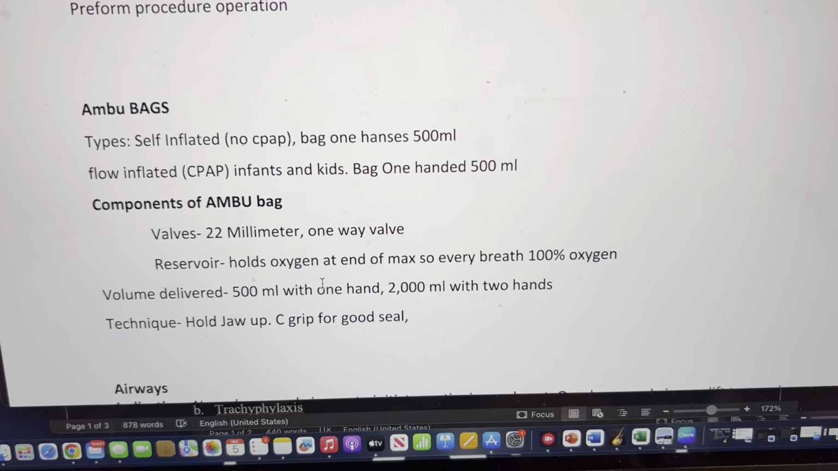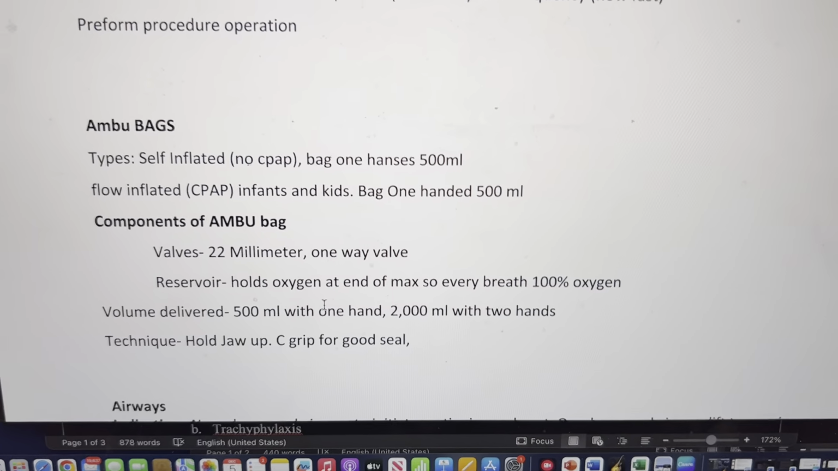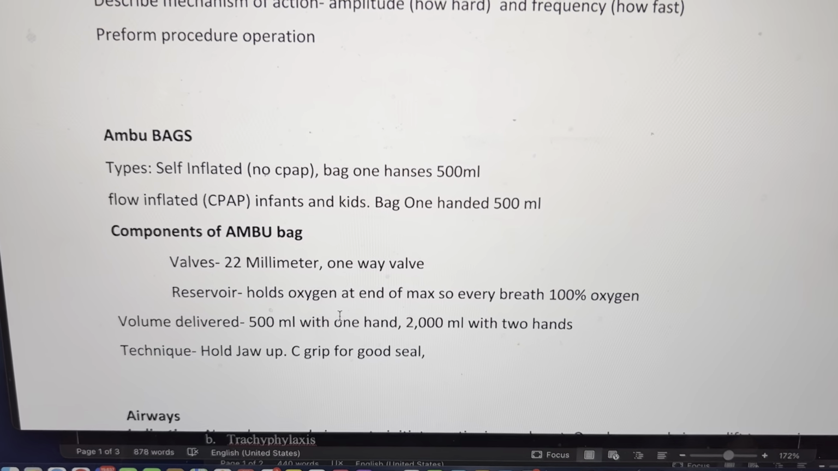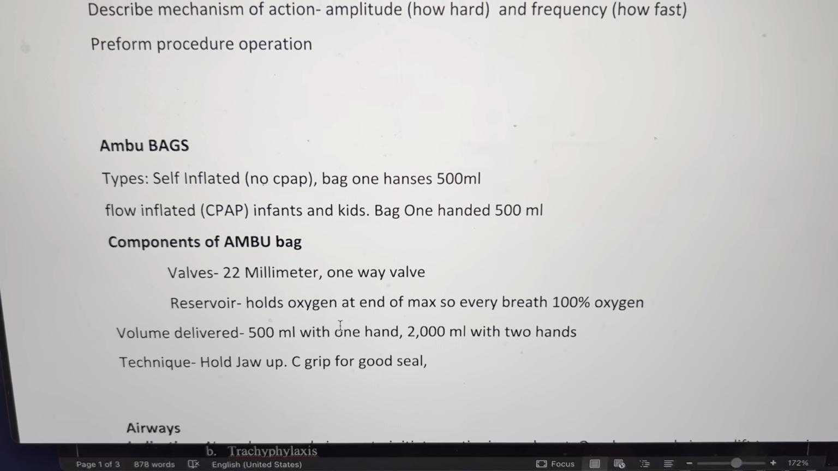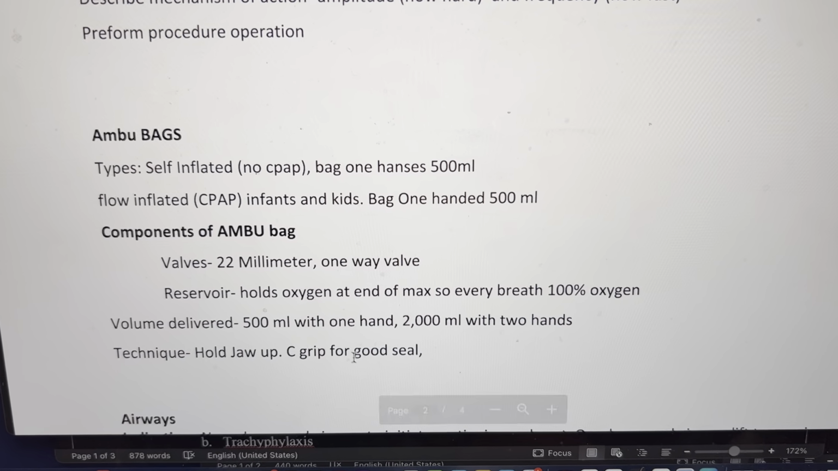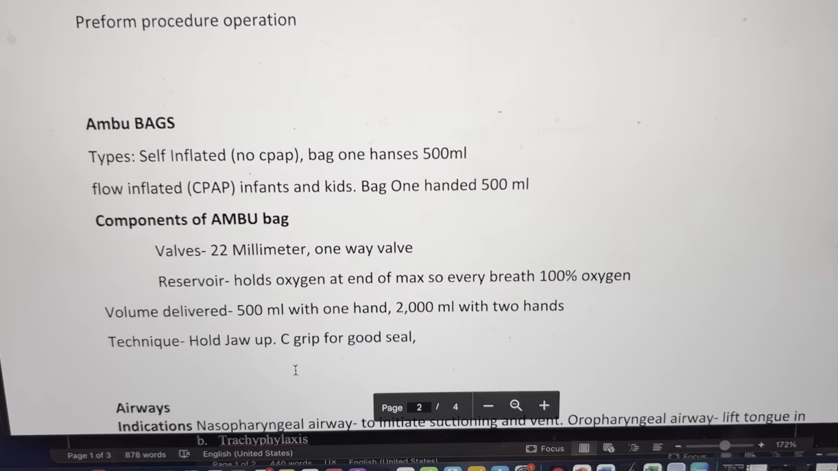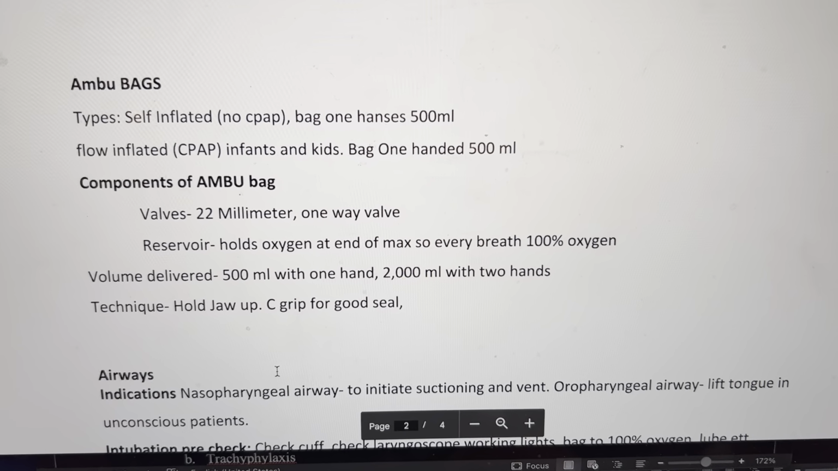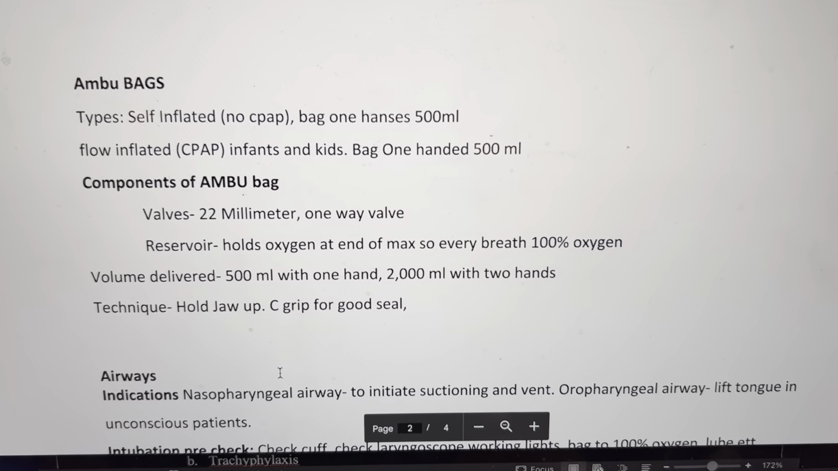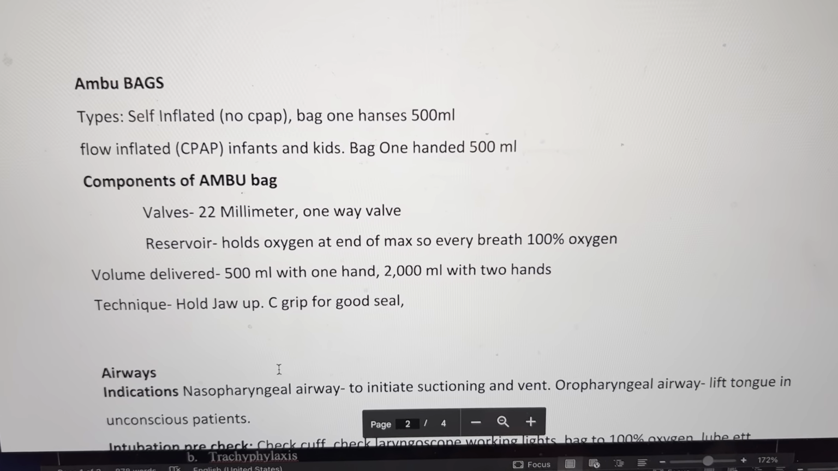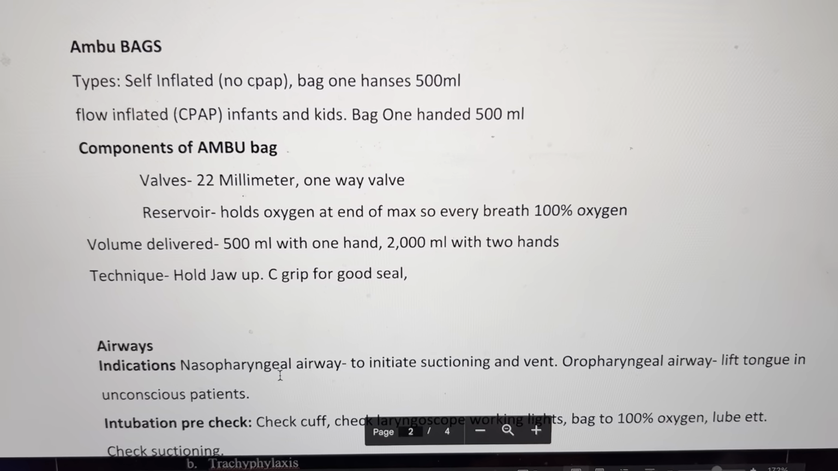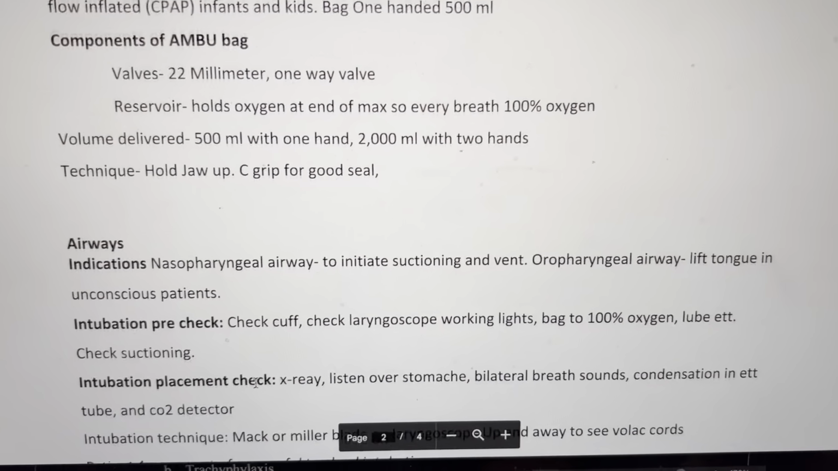Bag components: valves are 22 millimeters, and they're one-way valves. Reservoir holds oxygen at the end of exhalation, so every breath is 100% oxygen. Volume delivered from a bag is 500 milliliters with one hand. Technique: hold jaw up, C grip for good seal.